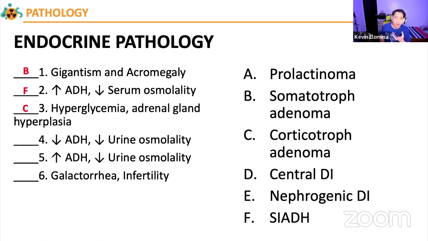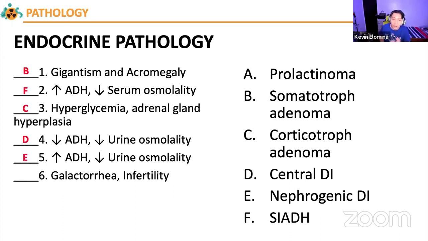Kaya magkakaroon ka ng large volume of dilute urine. Okay? So that is your central DI because the defect in central DI is decrease in your ADH. But what if you have increased ADH naman? Pero, or normal ADH, but you have still that decreased urine osmolality typical of DI. Maybe you're dealing with a nephrogenic DI.